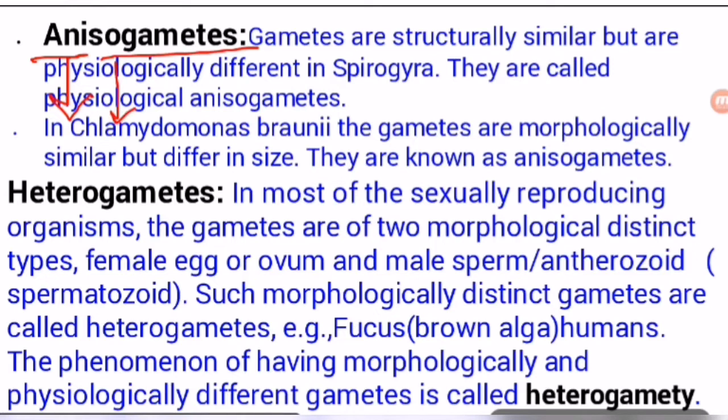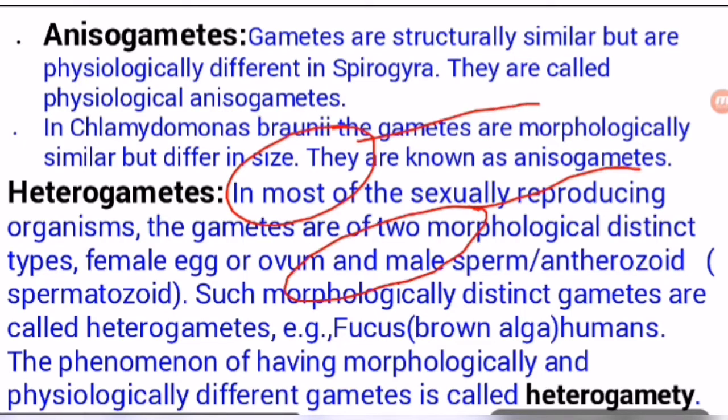That is, the similarity is absent in this type of gamete. That is why they are named anisogametes. So gametes are structurally similar but physiologically different in Spirogyra. If in Spirogyra these gametes are structurally similar, they may have a similar structure but the physiology is different. So that is why these are anisogametes.